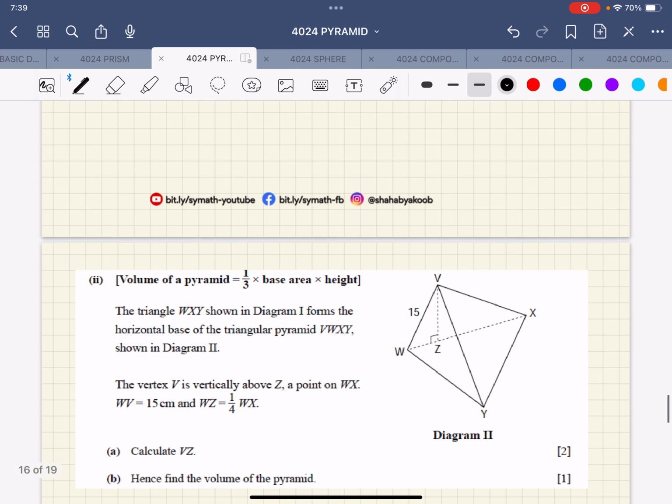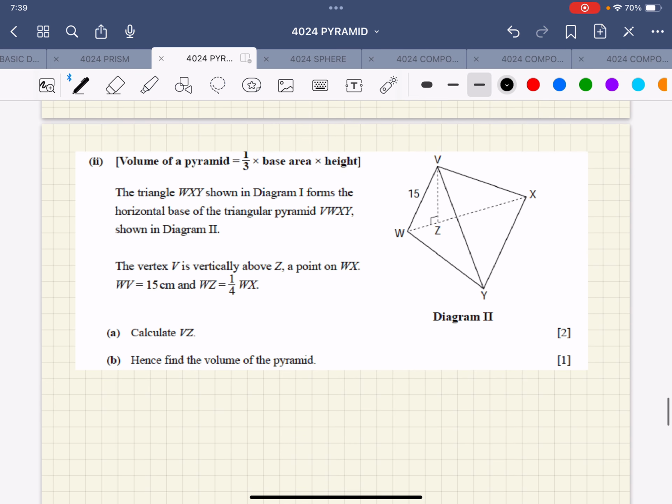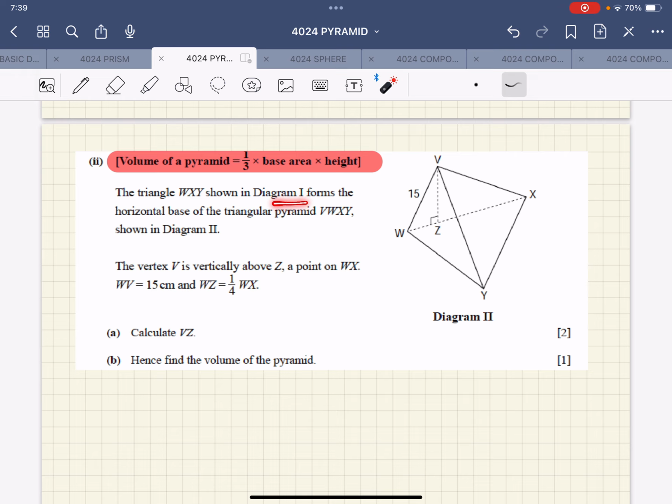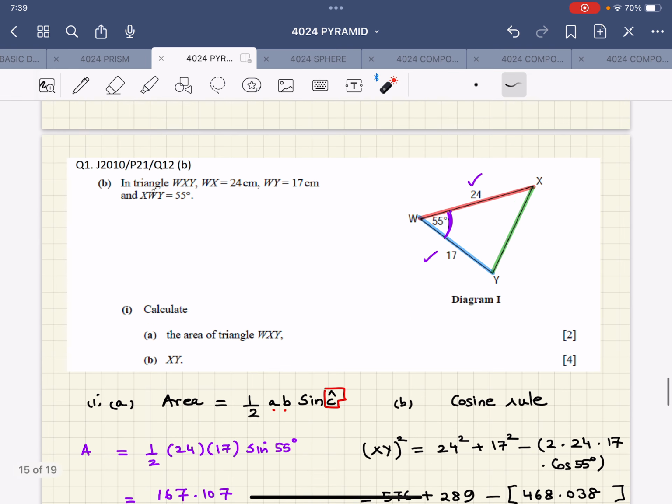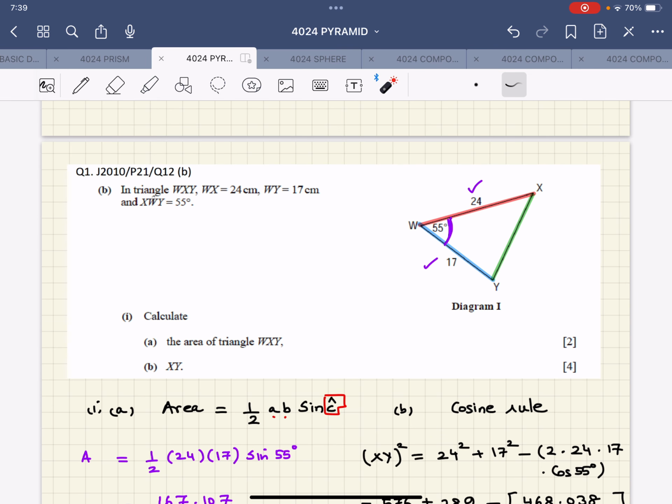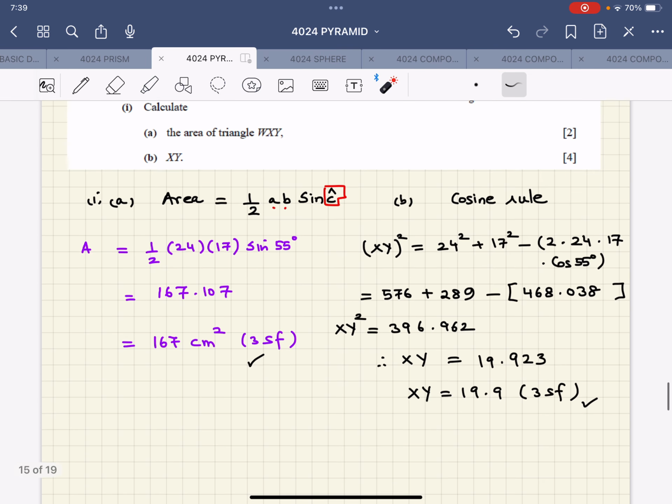Now, what else is there? Now the question says that the volume of a pyramid is this much. That means they usually have a habit of writing this thing down. The triangle WXY shown in diagram 1 forms the horizontal base of the triangular pyramid. So we had WX, WY and XY.